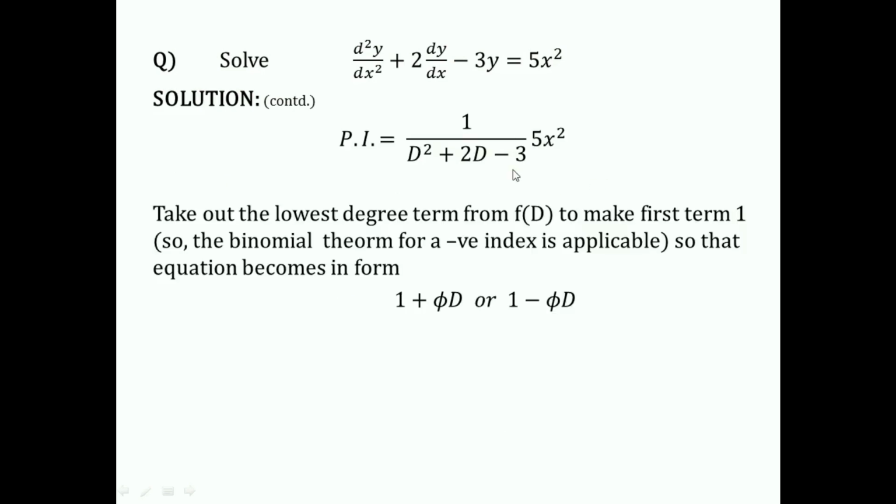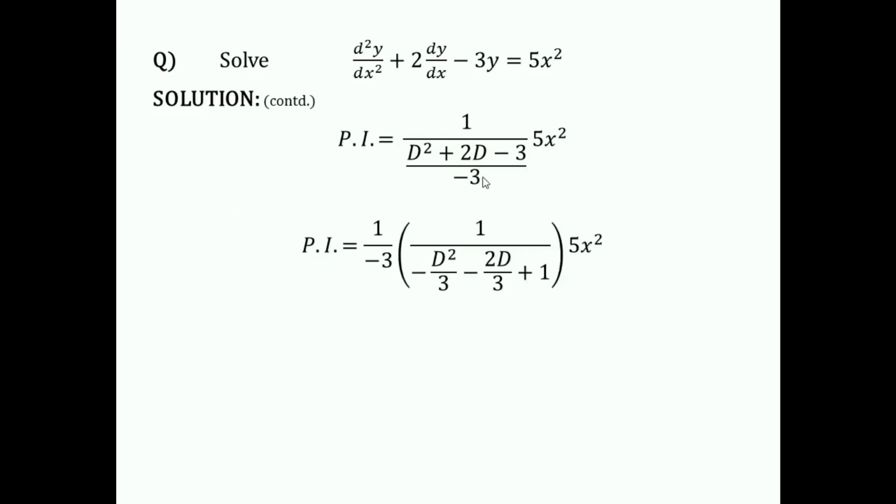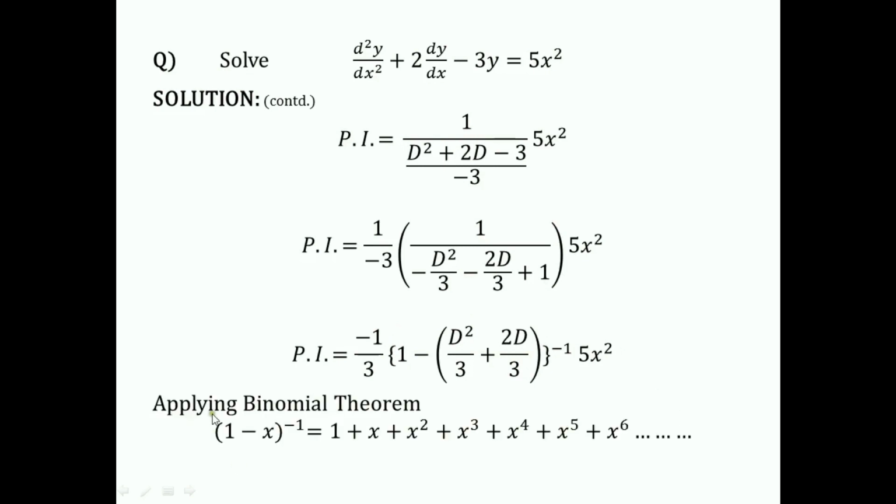Now we need to take the lowest degree term from f(D), which is D² + 2D − 3, to make the first term 1. Here the lowest degree term is −3, so we need to divide the whole expression by −3. Our equation becomes, after simplifying, −1/3 times [1 − (D²/3 + 2D/3)]^(−1) times 5x². Now we need to apply the binomial theorem. The binomial theorem for (1 − x)^(−1) is 1 + x + x² + x³ + x⁴ + x⁵ + x⁶ and so on till infinity.